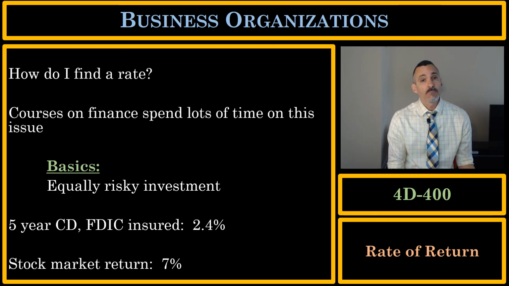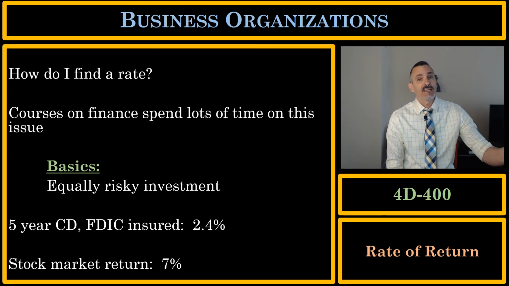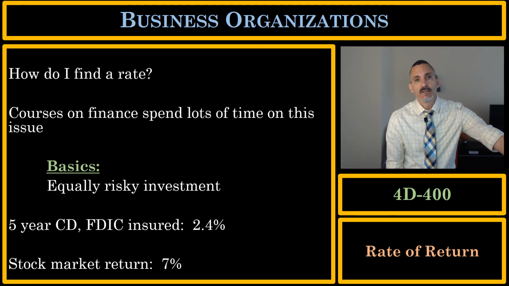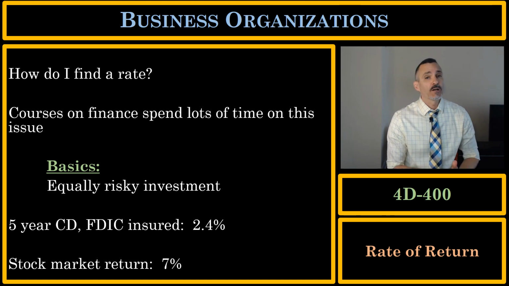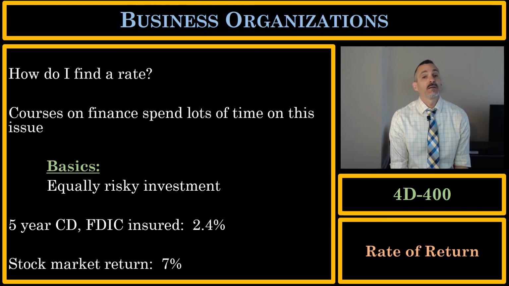Now, the stock market is a little bit more risky. If I invested in a diversified investment in the stock market, I'd make somewhere between 7 and 10%. So if I'm making an investment in a company, and I think investing in this company is about as risky as investing in the stock market, then I'd be looking for a 7 to 10% return. And that's the number I would use in my discounted cash flow.